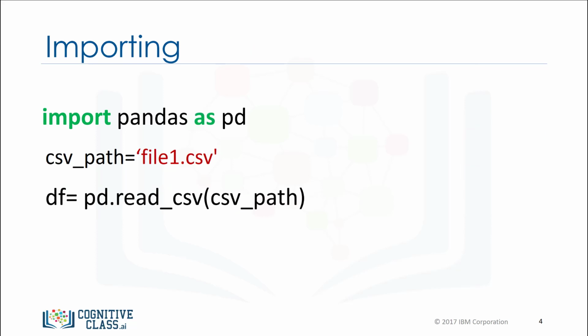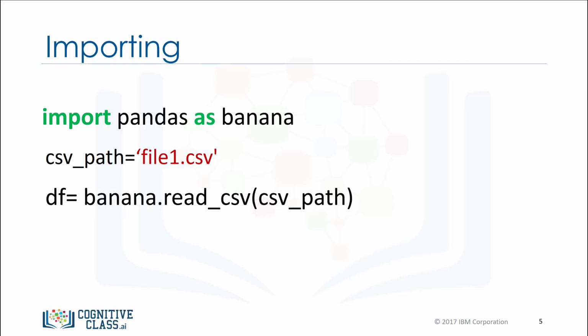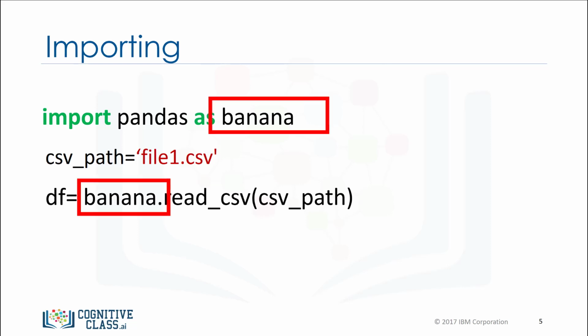Typing Pandas all the time may get tedious. We can use the as statement to shorten the name of the library. In this case, we use the standard abbreviation PD. Now we type PD and a dot followed by the name of the function we would like to use. In this case, read_CSV. We are not limited to the abbreviation PD. In this case, we use the term banana. We will stick with PD for the rest of this video.